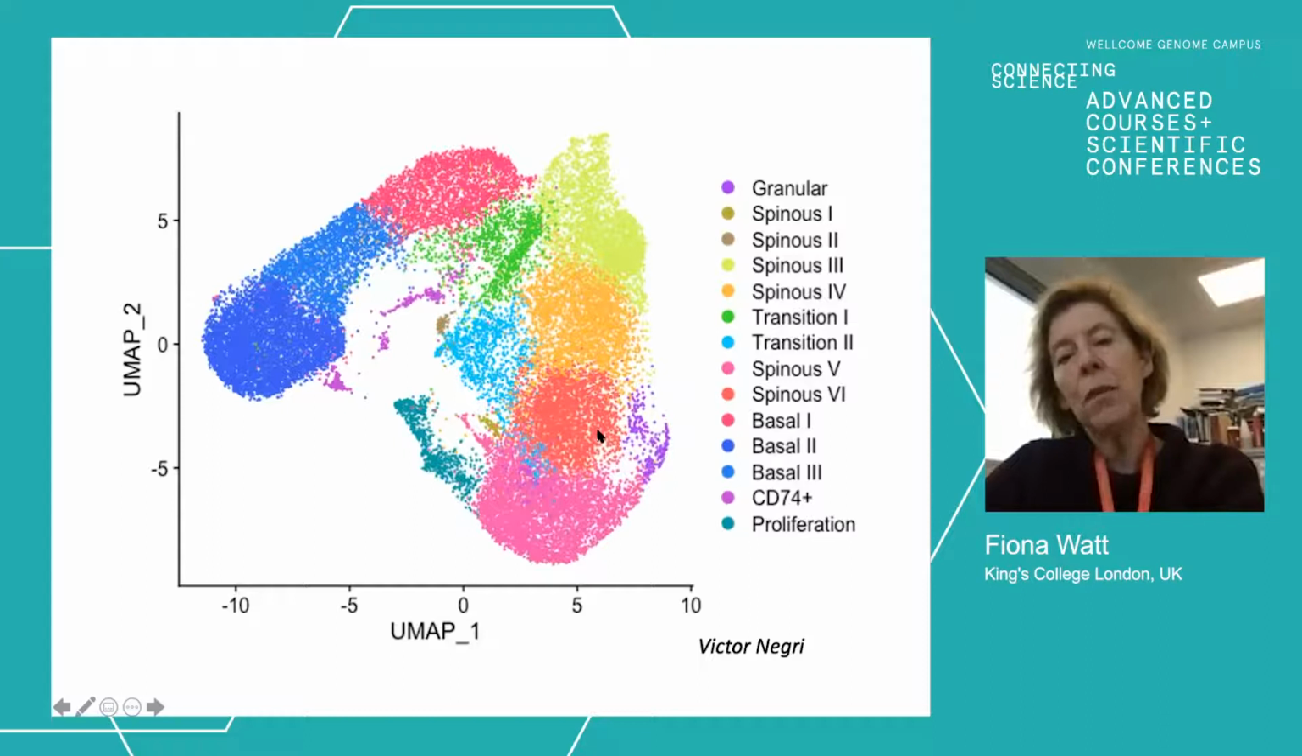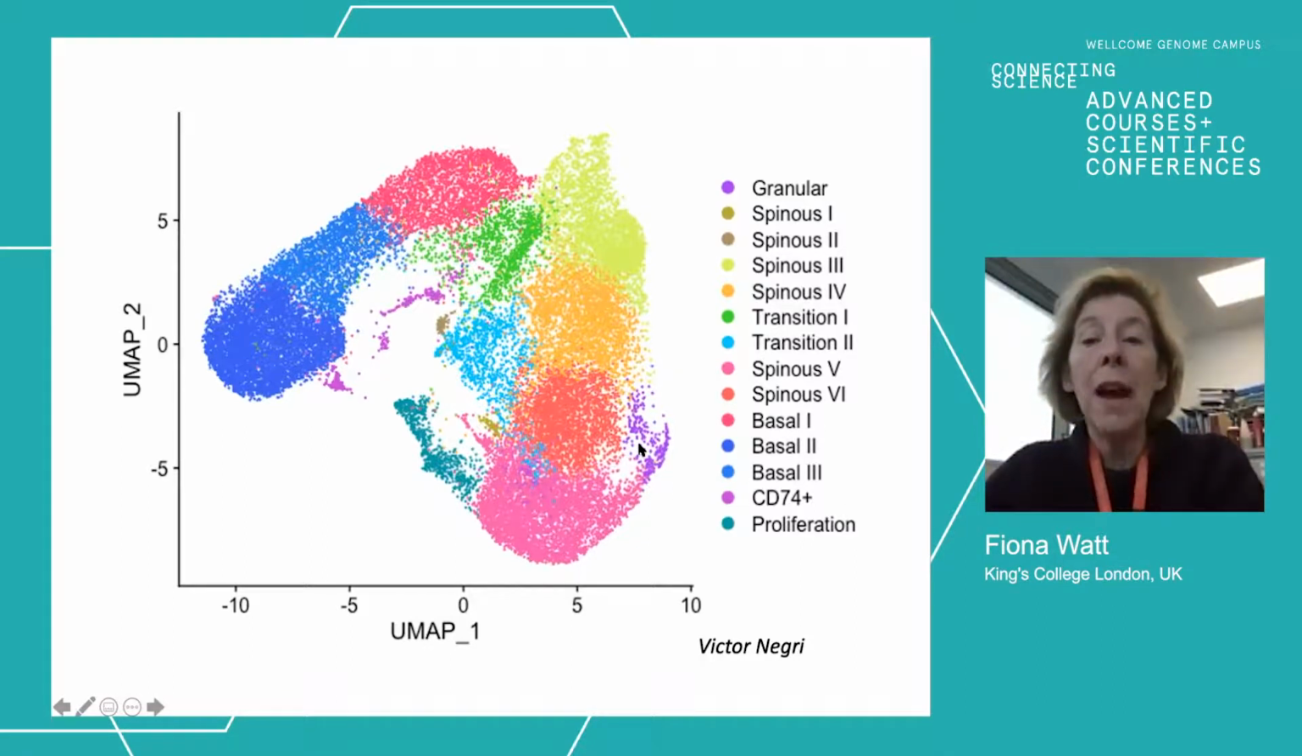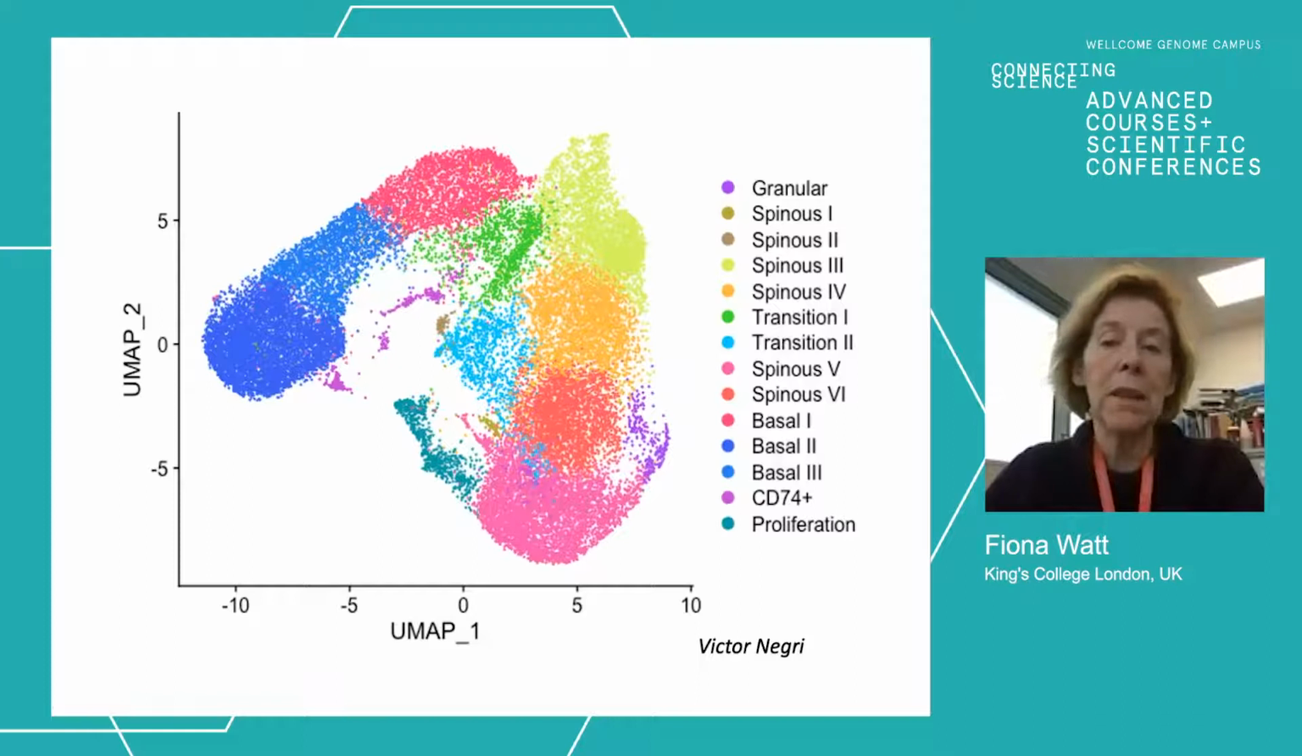Now, in terms of the granular layer, you can see a very small number of cells here. And this highlights something which is a caveat, not just for our work, but for all human cell atlas work. And that's to say that just because you have a low representation of granular cells in the map, that represents their true abundance in vivo.